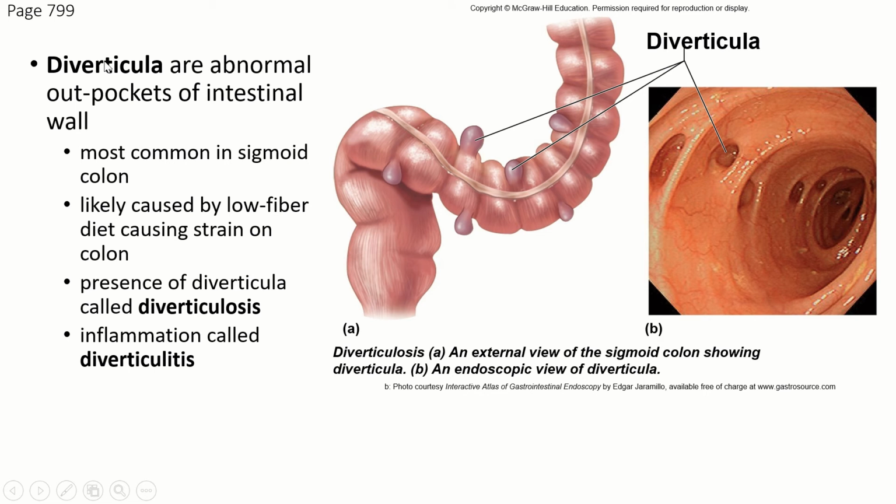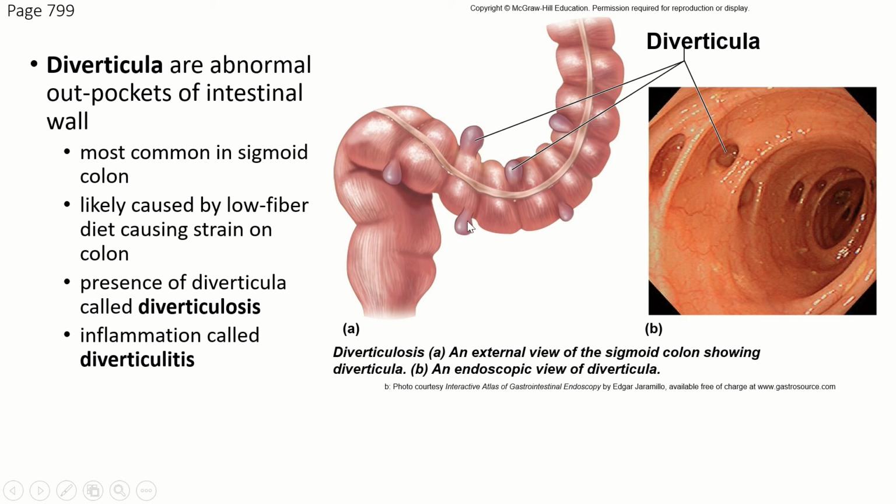One is diverticula. These are little pockets that develop on the haustra. So it's not the haustra themselves, it's these little extra pockets. And you can see them in an endoscopic view of the colon as these little holes here.